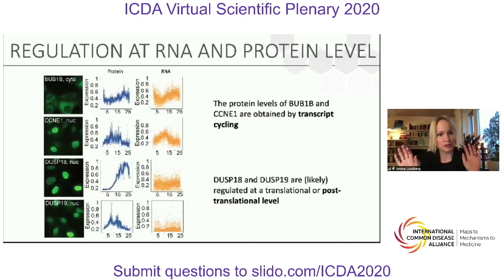And we find two groups of cell cycle dependent proteins here. The top one, represented by BUB1B and cyclin E1, are often well known. And here we see these typical cell cycle temporal patterns, both at the RNA and protein level. Of course, the protein peak of expression is often lagging in the protein plots. Whereas for most of the newly discovered cell cycle proteins, we see a temporal profile at the protein level, such as for DUSP18 and DUSP19, that we could determine to be cell cycle regulators, whereas the RNA expression is stable. So we believe that these are regulated at a translational or post-translational level.